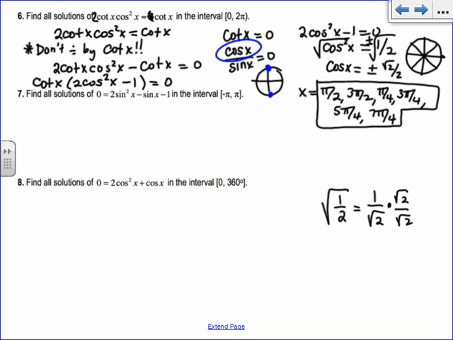Tricky, huh? I know, they get hard. All right, so 7 and 8. How about you guys try 7 and 8?